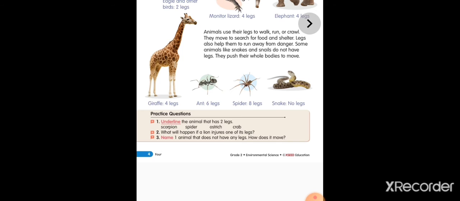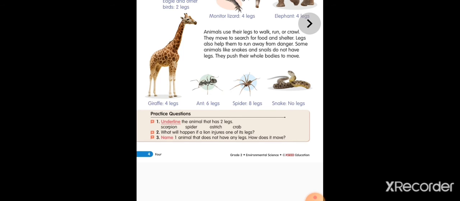Now the next part is, you see the spider. How many legs does the spider have? Count the number of legs the spider has, children. Yeah, 8 legs. Spider has 8 legs. Not only spider, children, some more animals like crab also have legs.